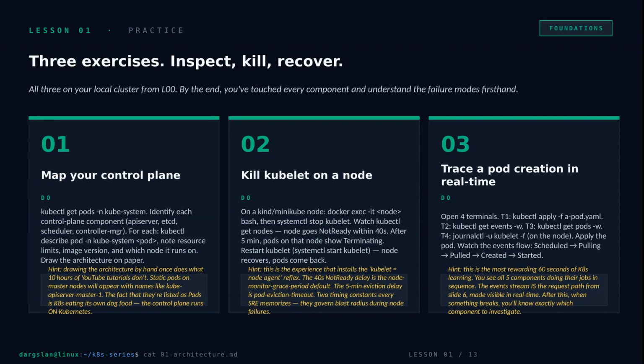Now, theory only sticks once your hands hurt a little. So, three exercises on the local cluster from lesson 0. First, map your control plane. List the kube-system pods, describe each one, and draw the architecture on paper. Second, kill kubelet on a node and watch it go NotReady in 40 seconds. Pods evicted at 5 minutes. Those two timers are the blast radius every SRE memorizes.